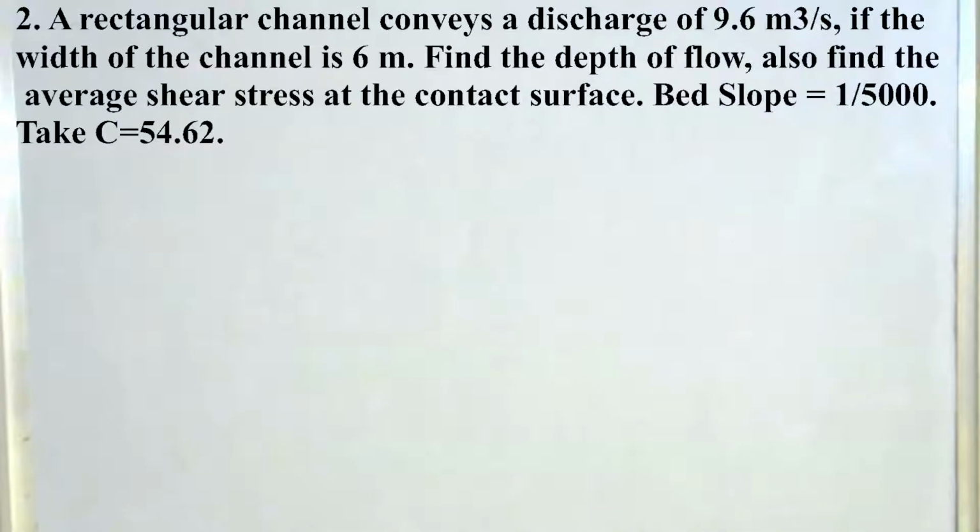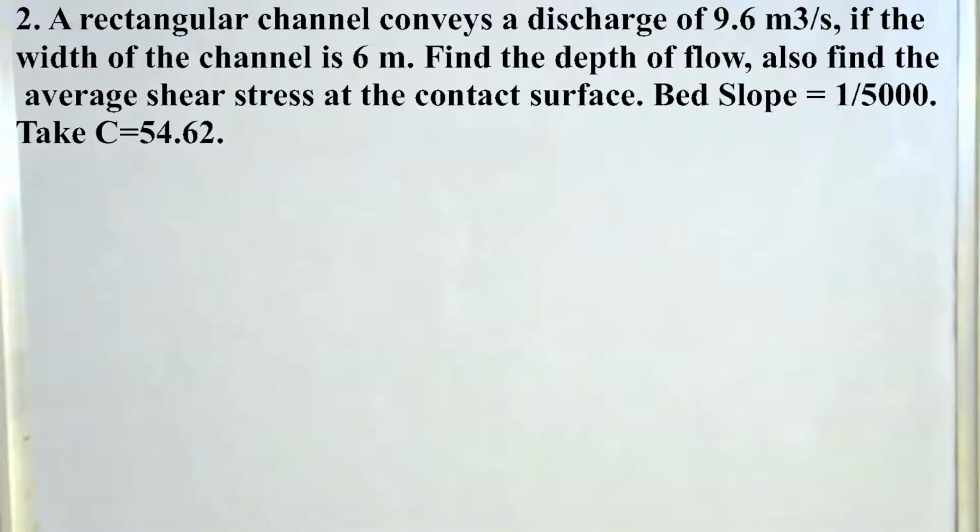Now the second problem: a rectangular channel conveys a discharge of 9.6 meter cube per second. If the width of the channel is 6 meter, find the depth of flow. Also find the average shear stress at the contact surface. Bed slope equals 1 by 5000. Take C equals 54.62. In this problem, if you observe carefully, you have to find two quantities: one is depth of flow, another one is average shear stress. Let me find the depth of flow first.